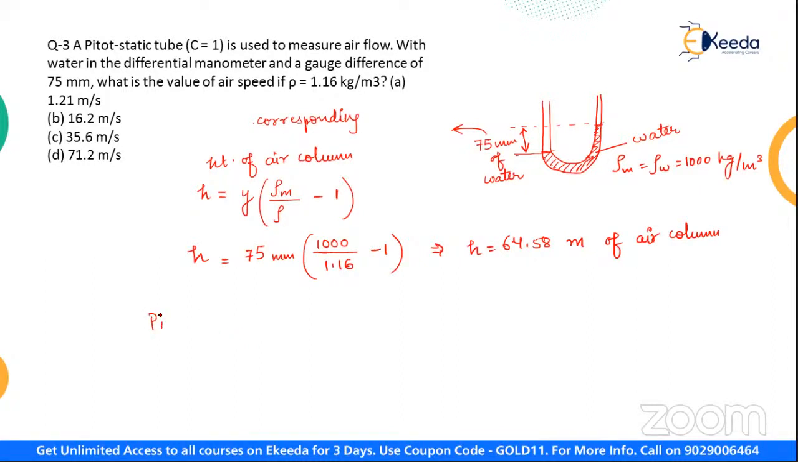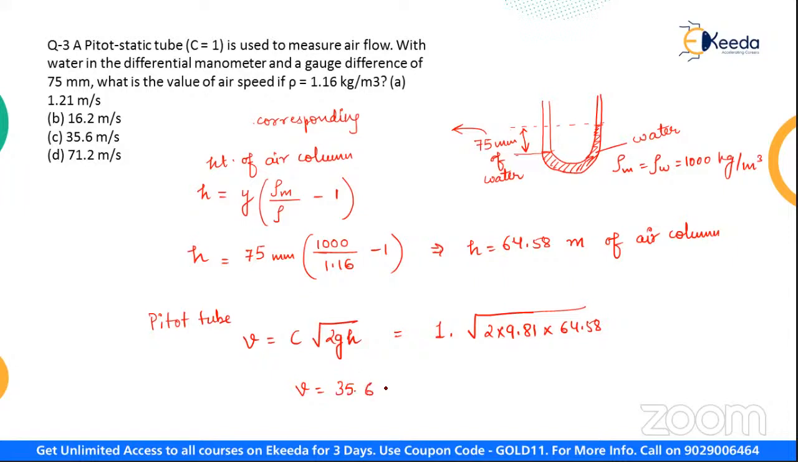Now, according to the pitot tube calculation, V is given by C into root 2gH, where H is the static head. Now this value of C is 1, 2 into 9.81 into the value of H is 64.58. From here, if we calculate the velocity, that comes out to be 35.6 meter per second. Now this is the speed of air. So that means the correct option for question number 3 will be option C.